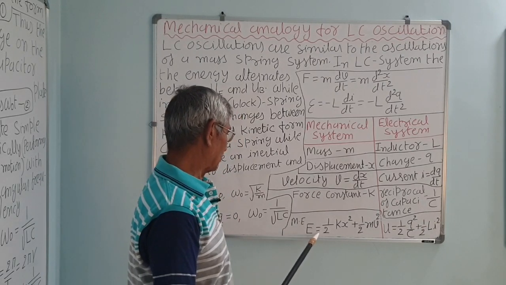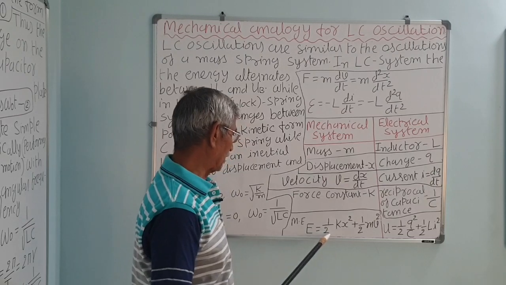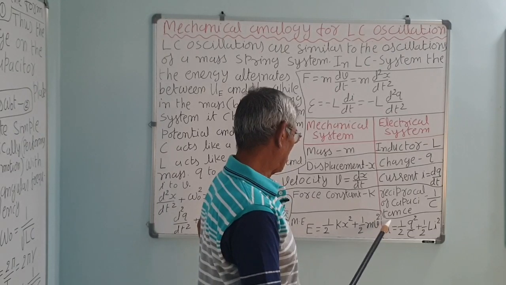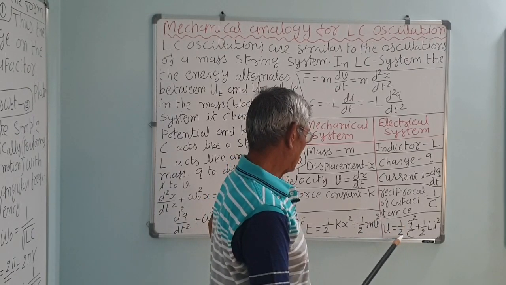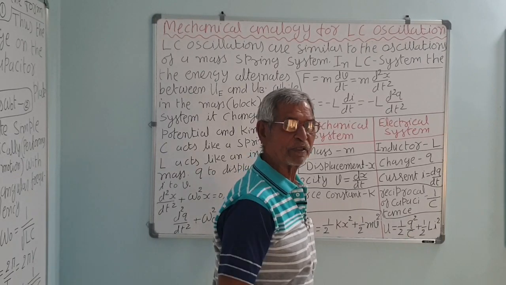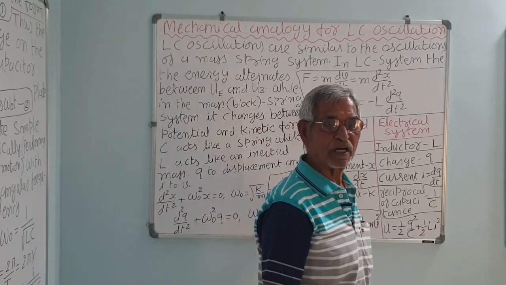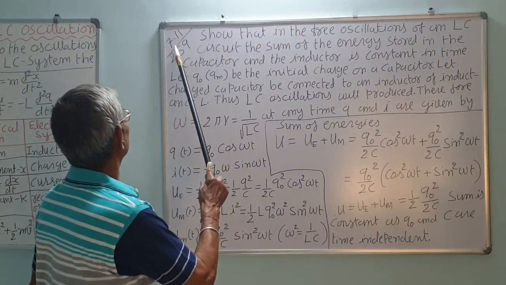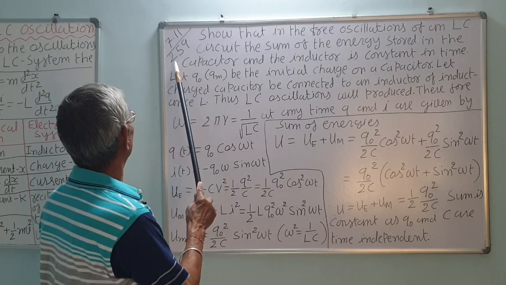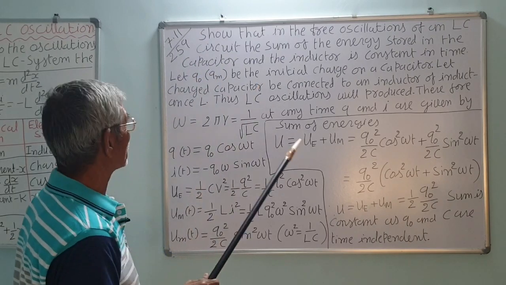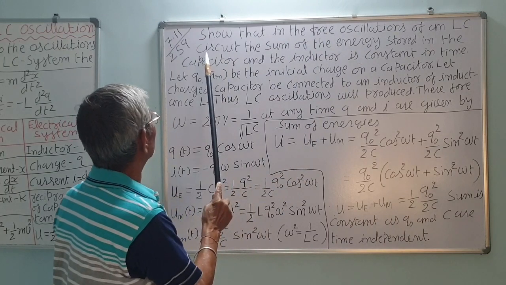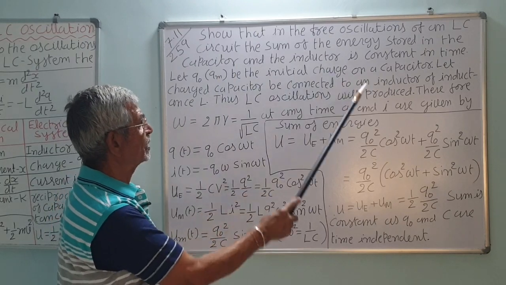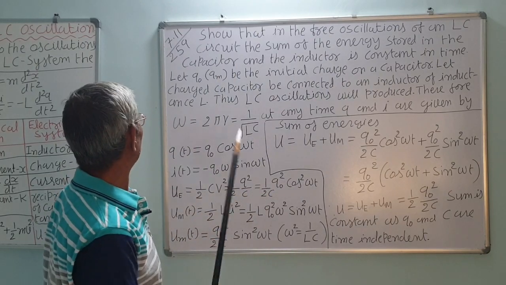Mechanical energy is equal to half k a square, this is potential energy, plus half m v square, kinetic energy. Here total energy is equal to the electrical energy, half q square by C, plus magnetic energy, half L i square. Now, equation 7.11 to 7.59. Correct. So, in the free oscillation of an LC circuit, the sum of the energy stored in the capacitor and the inductor is constant in time.